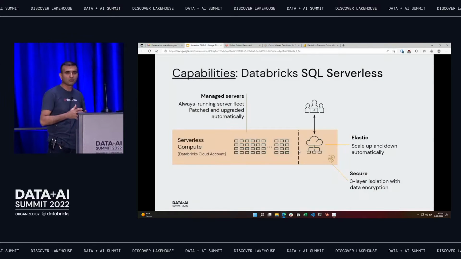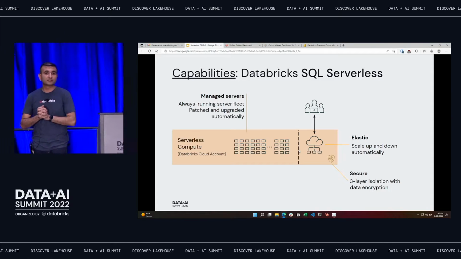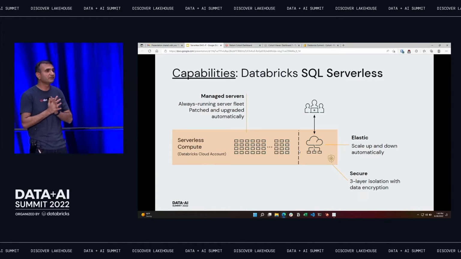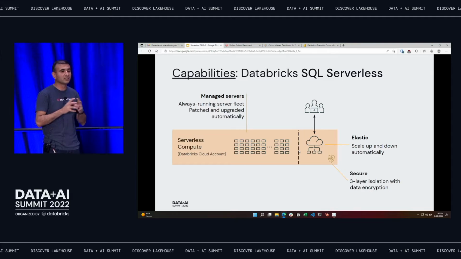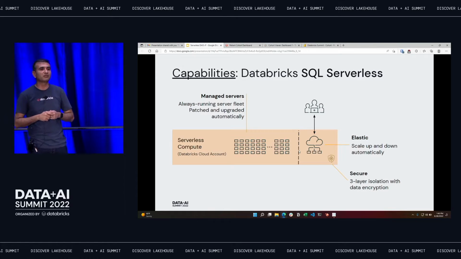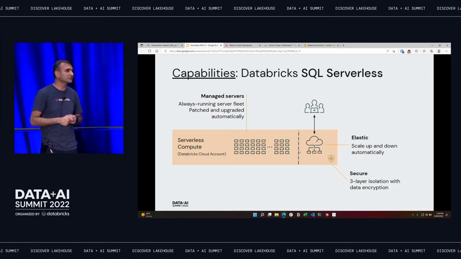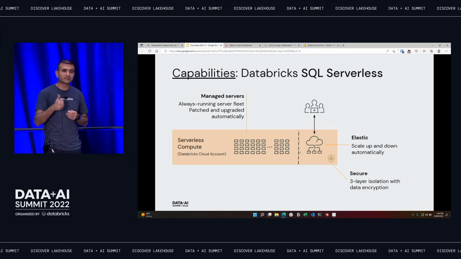Now, what are the capabilities of this serverless platform? There are 3 key features. The first one is there is a pool of environment, a pool of Databricks clusters that are always running, and they are not assigned to any customer, so nobody's paying for it. But this pool are the managed servers or managed environment, right, that we do on behalf of our customers. These are elastic, meaning that this can scale up, scale down, this can meet your bursty workload.